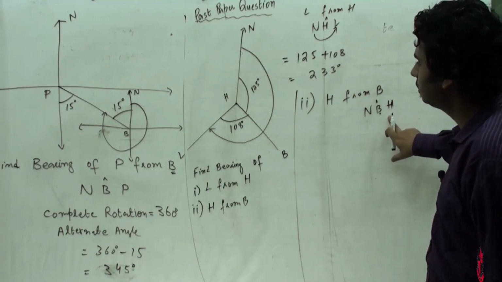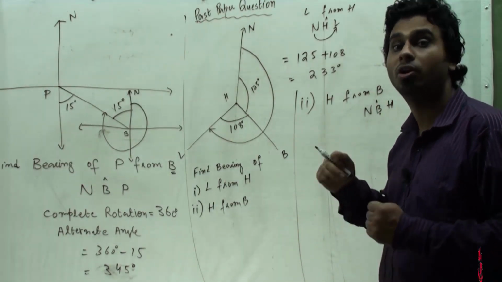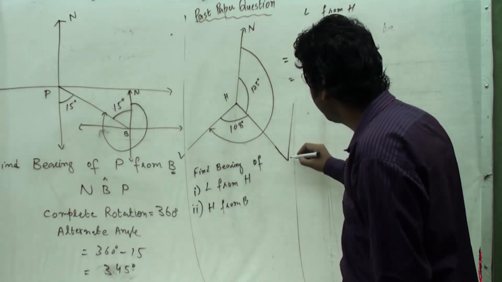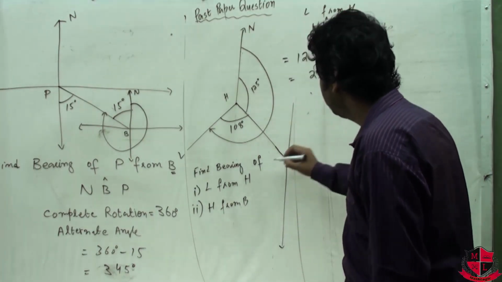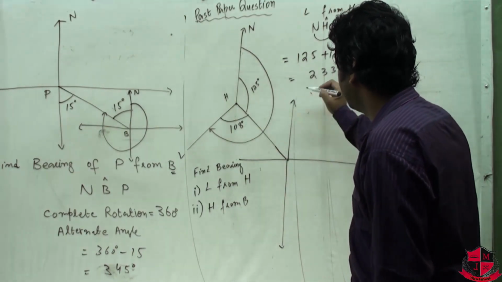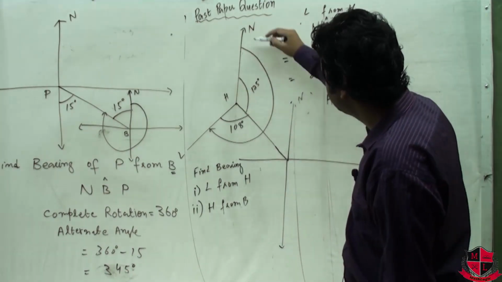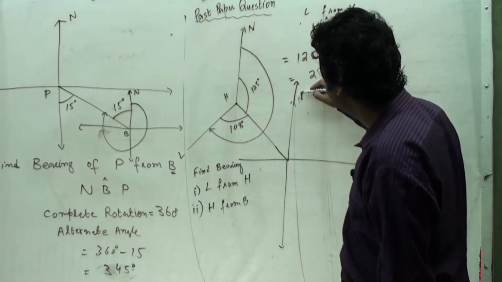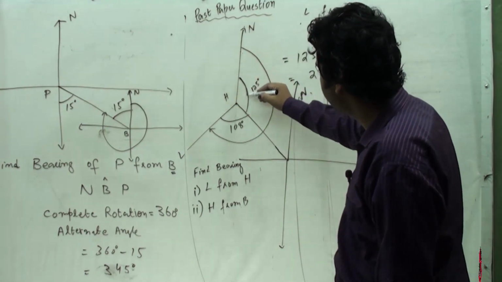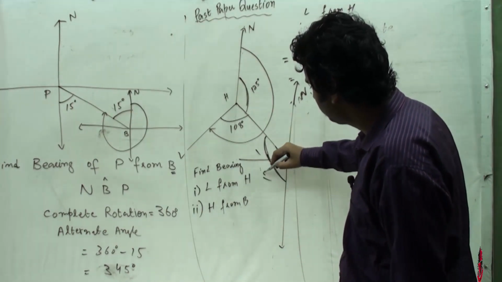Now we need to draw north at point B because our vertex is B now. So at this point I am going to draw my north, and we will draw this line as well. So here is our new north. This is the point H. If I construct this line N and this line N, these two are parallel lines. This angle is 125. By the alternate angles property, this angle will also be 125 degrees.